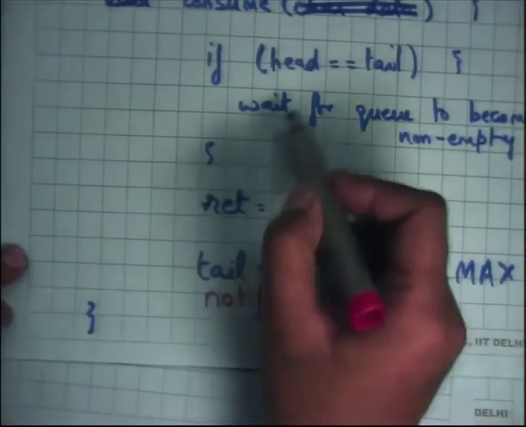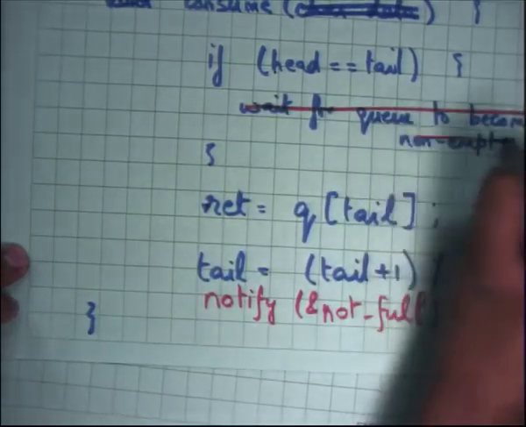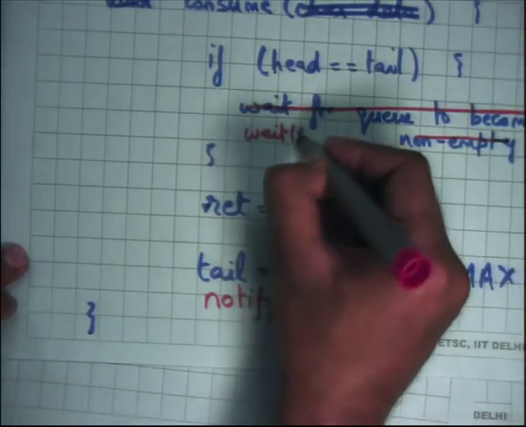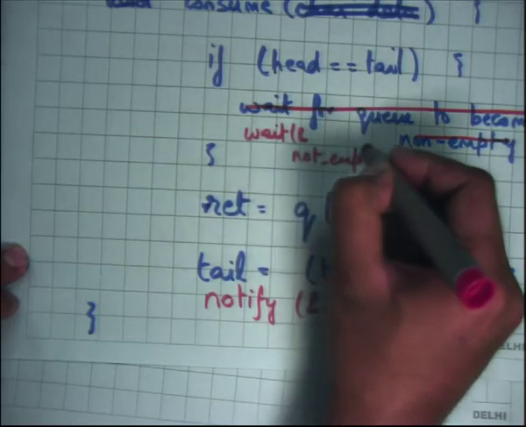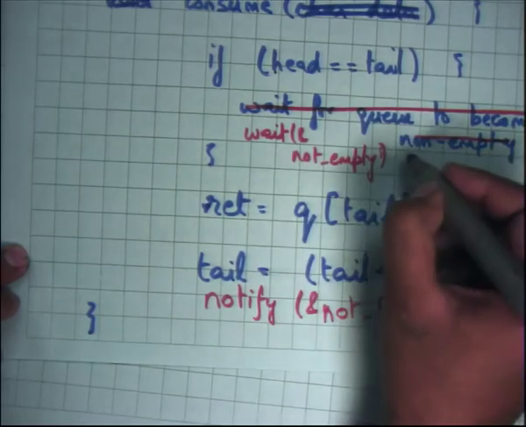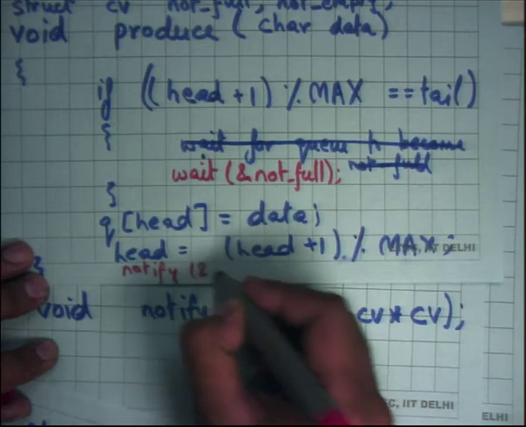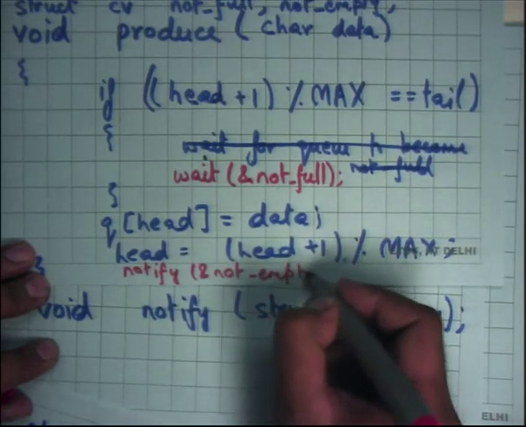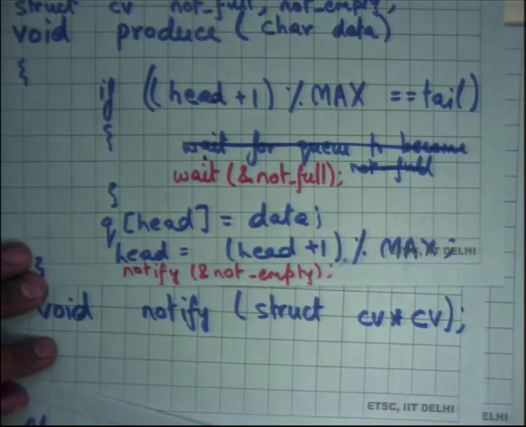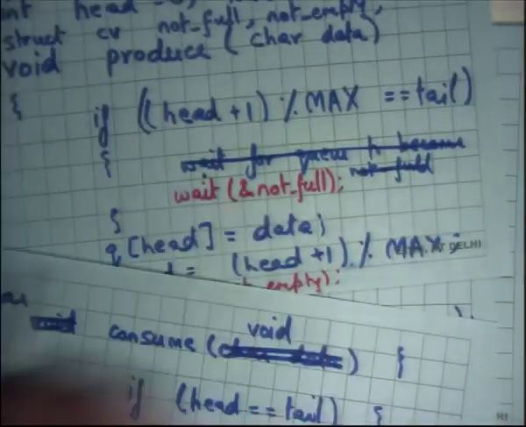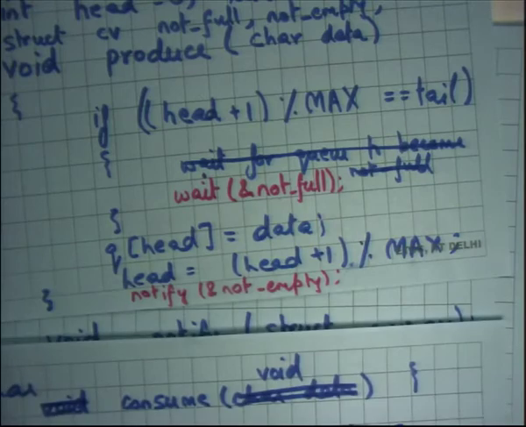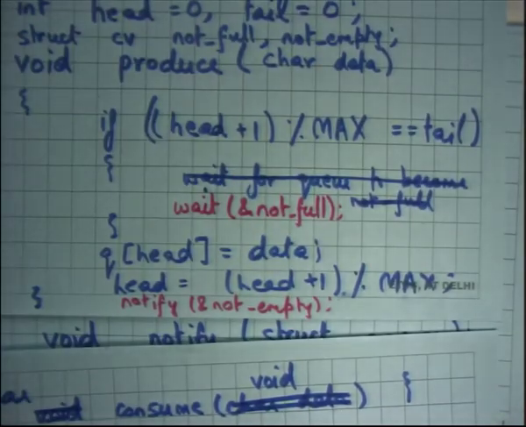Similarly, symmetrically, instead of wait for the queue to become not empty, I could say wait on not empty, and here I could say notify not empty. The effect of notify is that if there is a thread waiting on that particular condition variable, it will get woken up and return from wait. On the other hand, if nobody is waiting, it will have no effect at all, it is just a no-op.